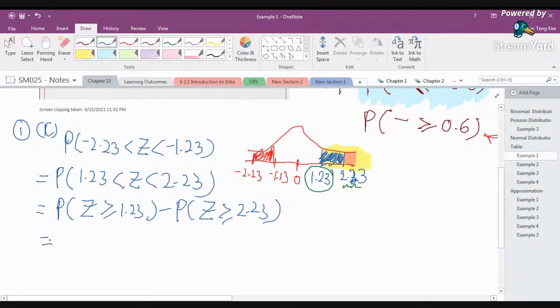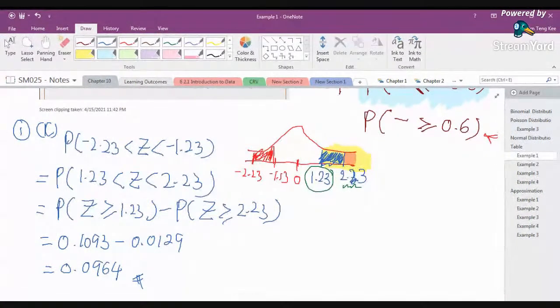Then, based on the statistical table, you find that you have the answer 0.1093 minus 0.0129. As a result, I have 0.0964. So there goes the answer for my question C.